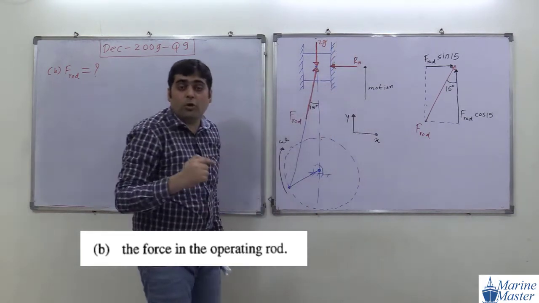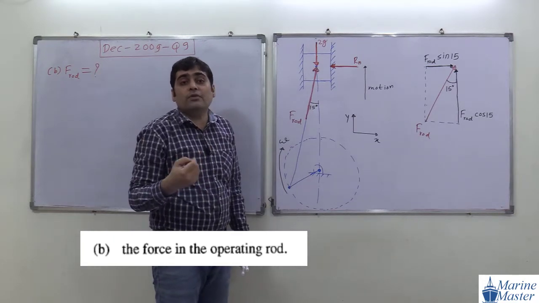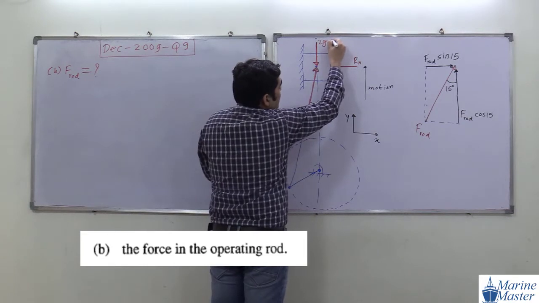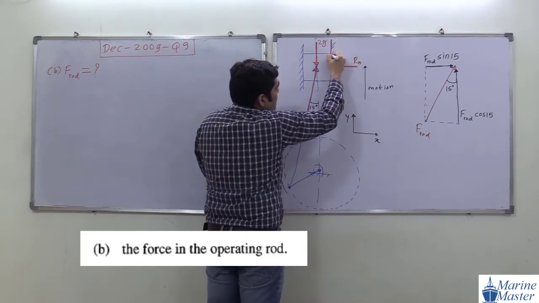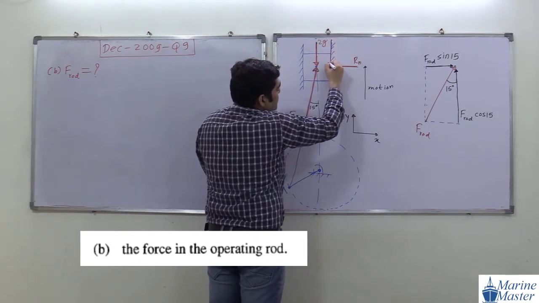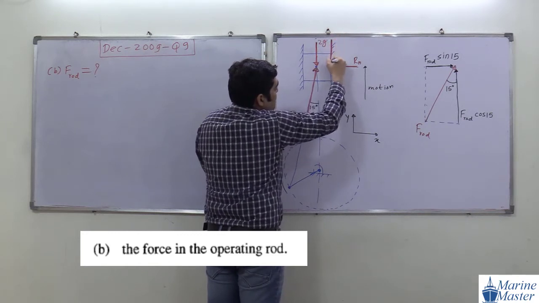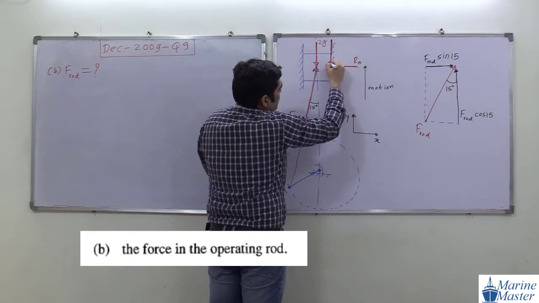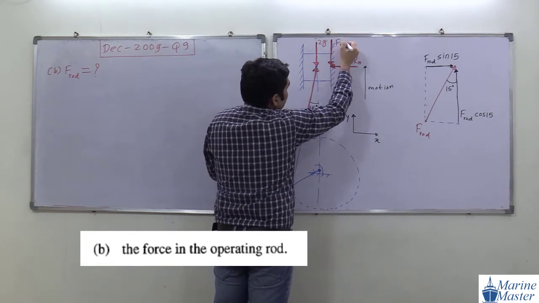If the motion of the block is going upward, then how will be the scenario of the friction force? Friction force must be in the downward direction. How will be the friction force? So friction force must be in the downward direction. Try to see the scenario. So this will be our friction force.